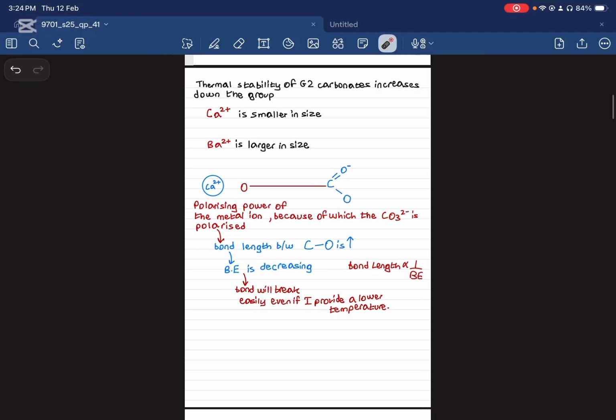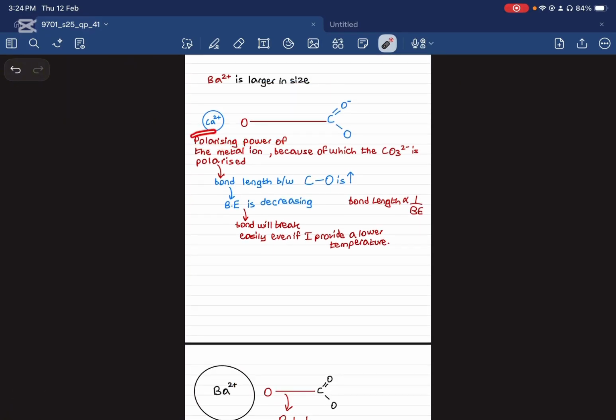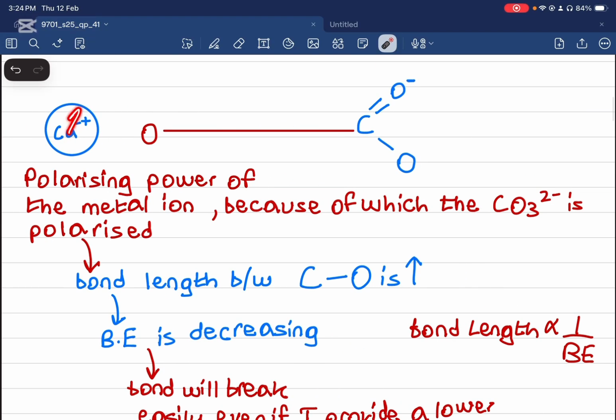Let me just quickly revise this. You have two ions, and two examples you're dealing with, a calcium ion and a barium ion. Even though both of these ions have the same charge, a calcium ion has a greater polarizing power. So think of polarizing power as the ability to pull the electrons in the carbonate ion. It has a greater polarizing power. Why? Because the same 2 plus charge is spread over a smaller amount.